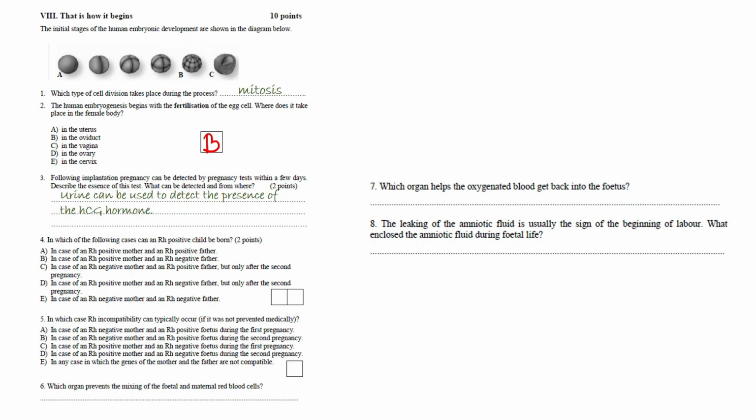In which of the following cases can an Rh-positive child be born? Before we start to do this exercise, let's clarify it one more time. So if you are Rh negative, it means that you are homozygous recessive. If you have Rh positive blood, then you are either heterozygous or homozygous dominant for the trait. Knowing this, we can easily conclude that in case of an Rh positive mother and an Rh positive father, it is possible to have an Rh positive child. In case of an Rh positive mother and an Rh negative father, it is also possible. And we know that these are the good answers.